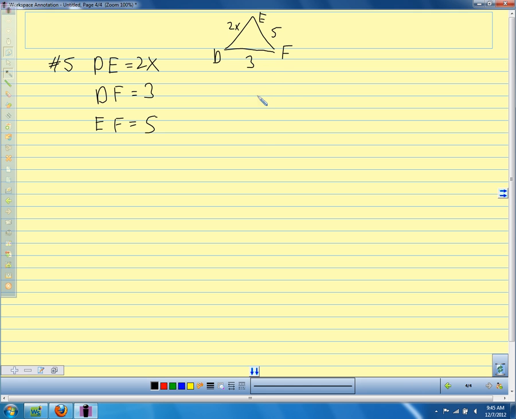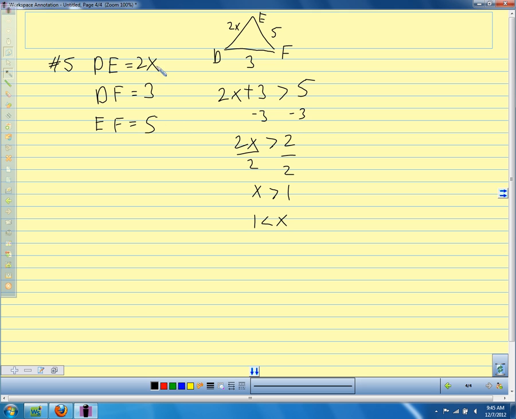We're going to use the triangle inequality. So I'm going to say that 2x, I'm going to use these two sides first. 2x plus 3 has to be greater than 5. I'm going to solve that inequality. 2x is greater than 2. Divide by 2. And x is greater than 1. I can turn this around. I can just change the order and say 1 is less than x. Those two things mean the same thing. If x is bigger than 1, then 1 has to be less than x. So that's for these two sides.